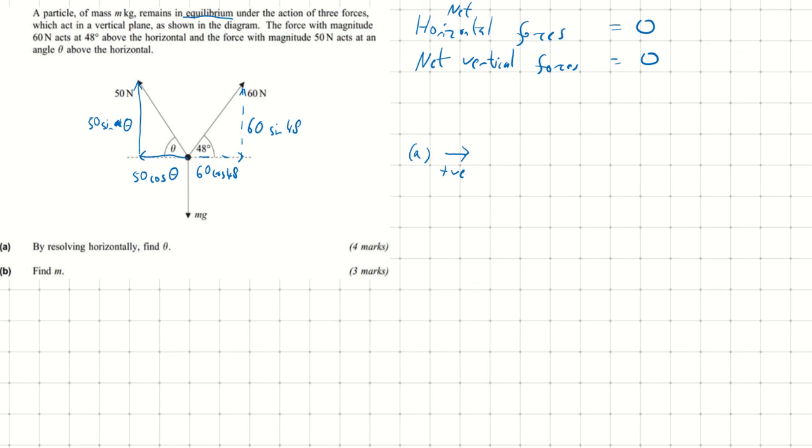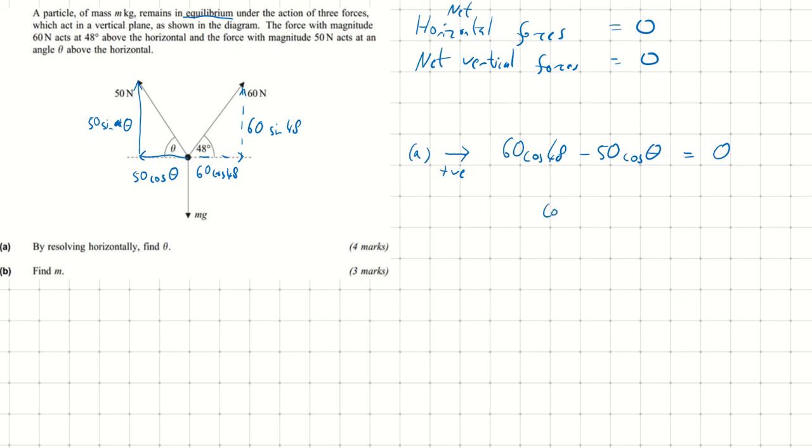So what forces do we have acting? We have a 60 cos 48, which is to the right, so that's a positive. We have a 50 cos theta, which is to the left, so it's negative. And actually they're the only two forces that are acting in the horizontal direction. Every other force that we can see on the diagram is acting in the vertical direction, because we've broken down our forces into just horizontal and vertical components. So our total horizontal force is this, and because the object is in equilibrium, this is equal to 0. So now we just have to solve this equation.